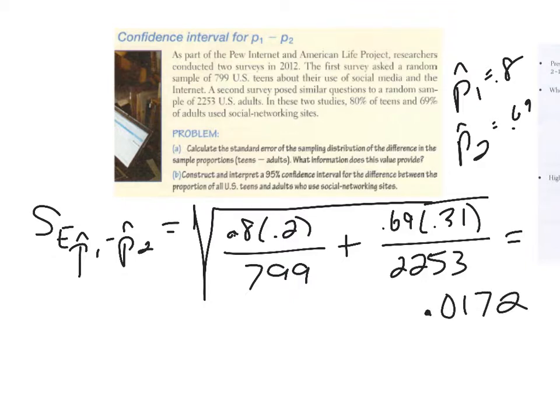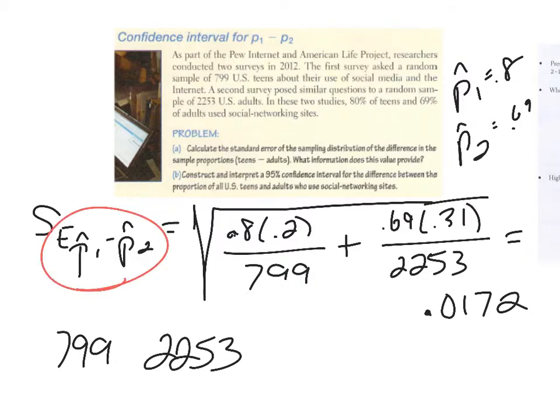0.0172. And so what that means is that if I were to take a lot of random samples of 799 teens and 2,253 adults, so I have to keep the sampling process the same, the difference in the sample proportions, because that's what we're talking about right here, the difference in those sample proportions of teens and adults who use social networking sites, so put our context in there, will typically be 0.0172 from the true difference of proportions of all teens and adults, so the whole population, who use social networking sites. So again, our standard error is just applying to the samples.